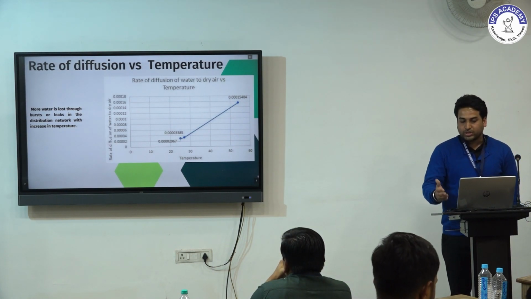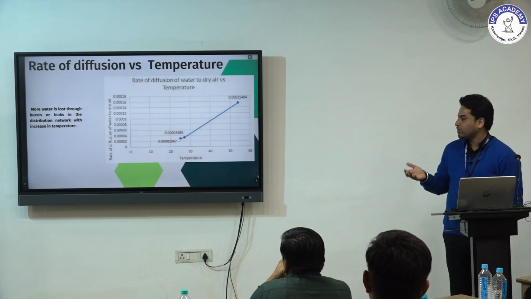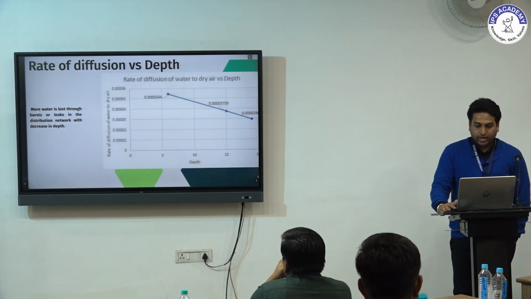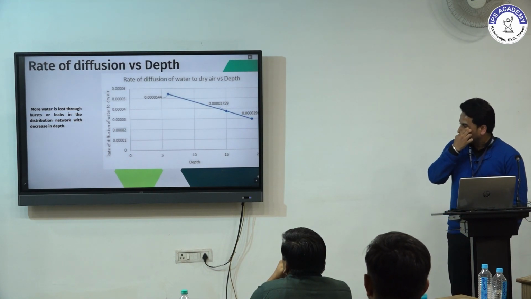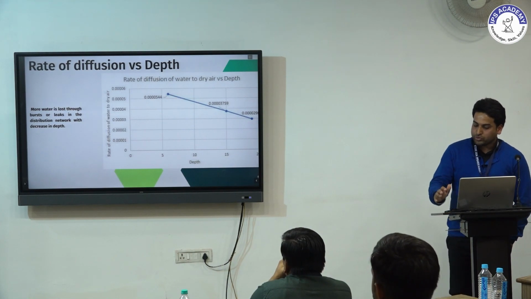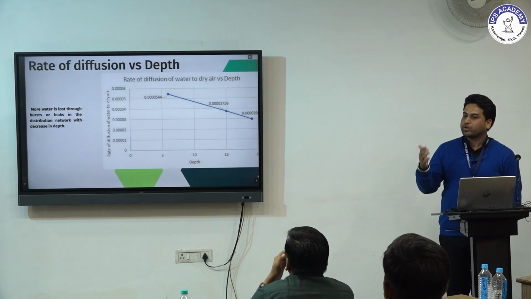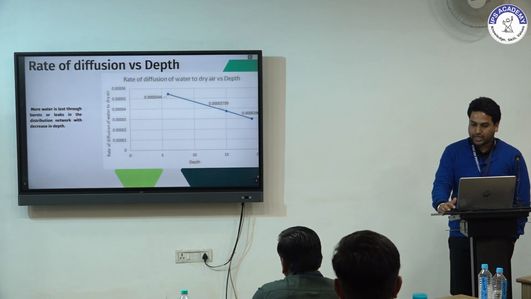If the temperature increases, the water already available in this particular well or step well will be diffused continuously over time. This is the rate of diffusion by depth. If the well depth is very high, the water will not diffuse as much. But if the depth is very low, the water diffuses due to contact with air and temperature. So depth is one of the factors.